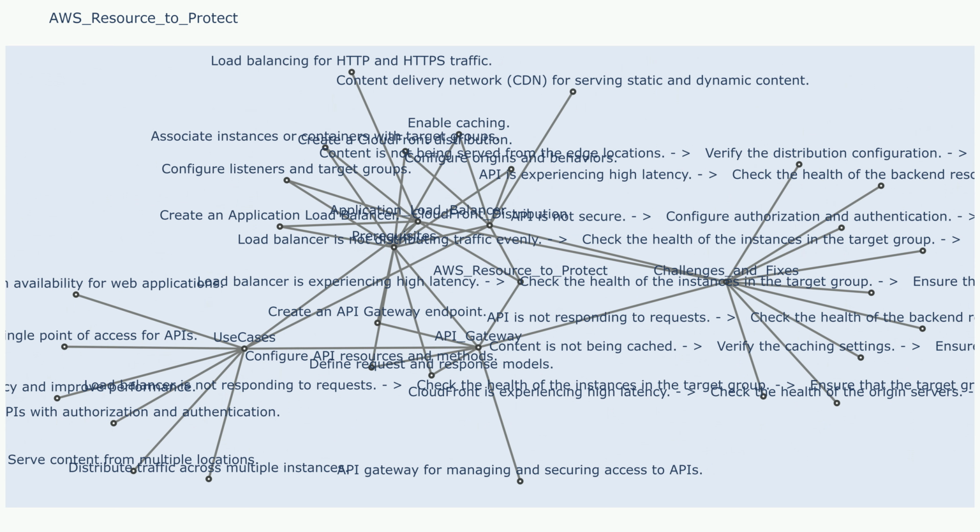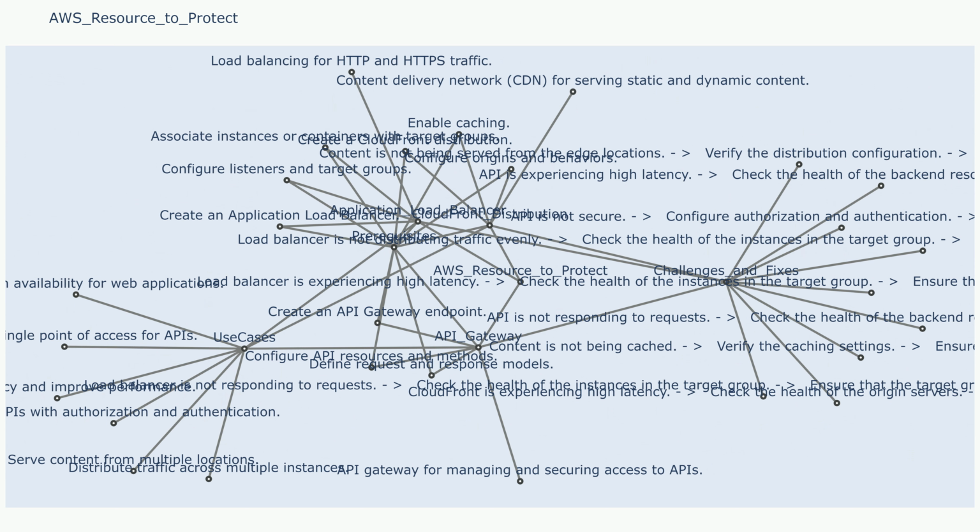API is experiencing high latency. Check the health of the backend resources. Optimize the API for performance. Check if the API Gateway endpoint is experiencing high traffic volume. Check if the backend resources are properly configured and optimized for performance. Ensure that the API Gateway endpoint is configured with the correct caching settings.